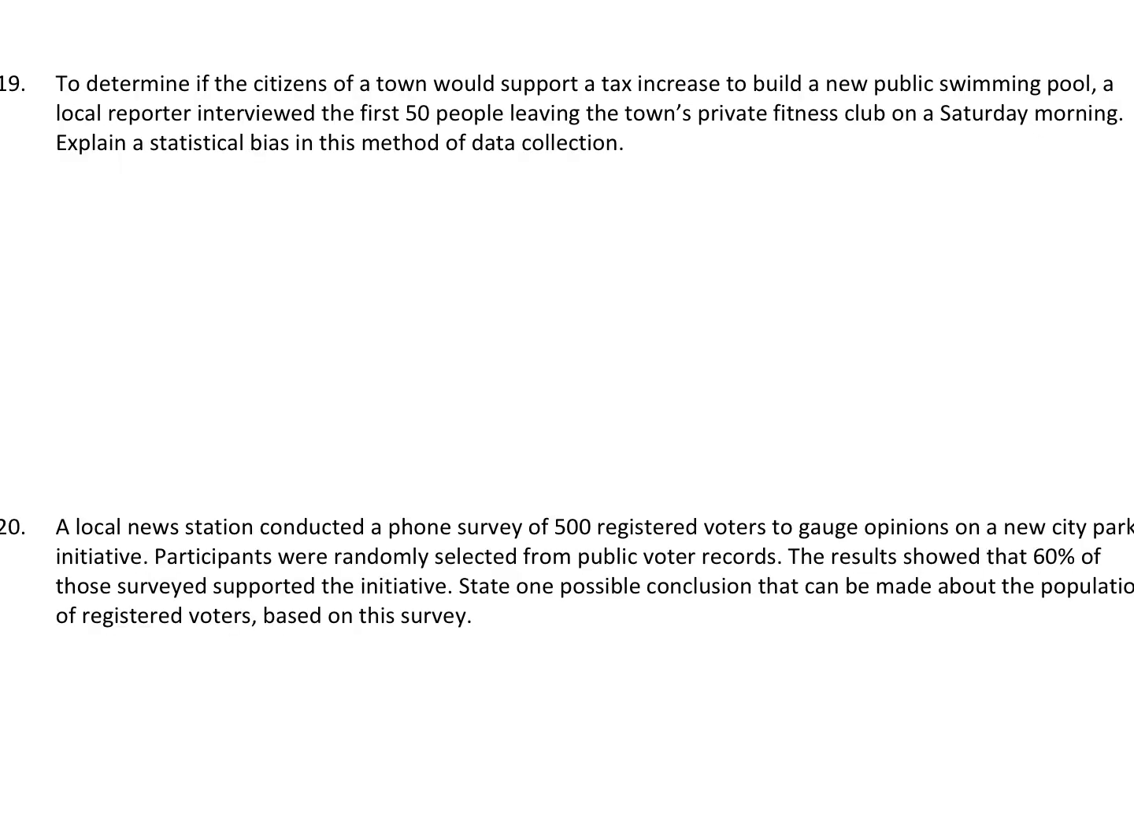Okay, number 19. To determine if the citizens of a town would support a tax increase to build a new public swimming pool, a local reporter interviewed the first 50 people leaving the town's private fitness club on a Saturday morning. Explain the statistical bias in this method of data collection. Well, I think the main one is he only surveyed people leaving a fitness club. If you think about it, that's a specific group of people, people who are interested in fitness. So their opinions might not represent the opinions of the town's population as a whole.